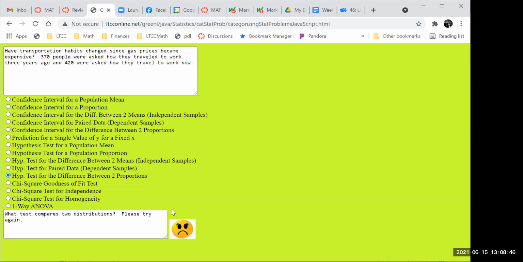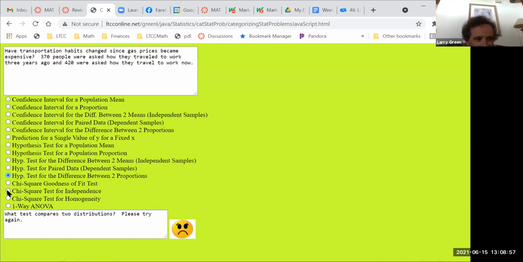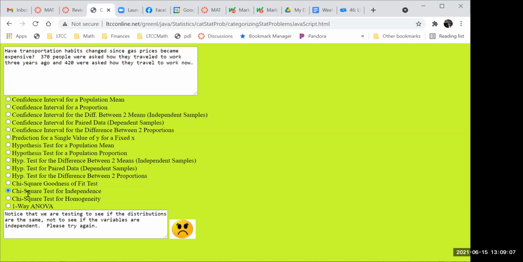I feel like it's one of the chi-square tests, but I can't remember distribution. So I'm going to guess independence, chi-square test for independence. Okay, let's click independence. Okay, notice that we're seeing if the distributions are the same, not if the variables were independent. Do you see that? Okay, then I guess the goodness of fit. Okay, let's try goodness of fit.